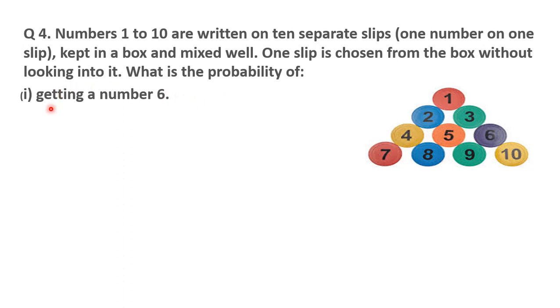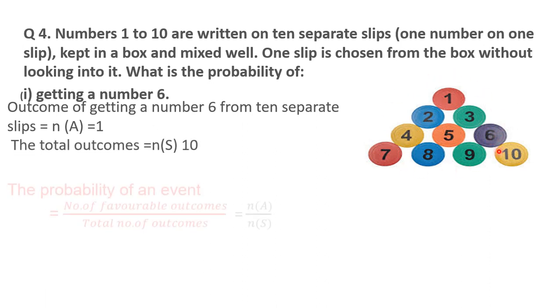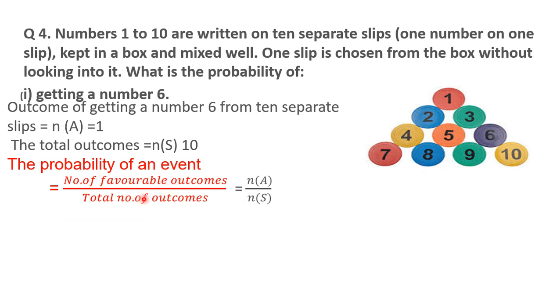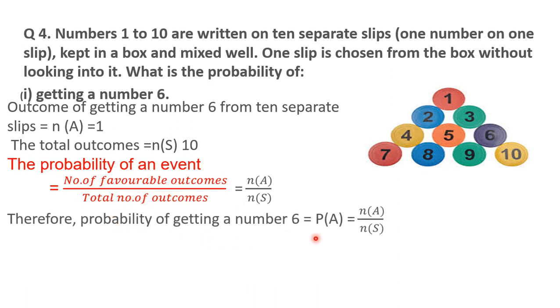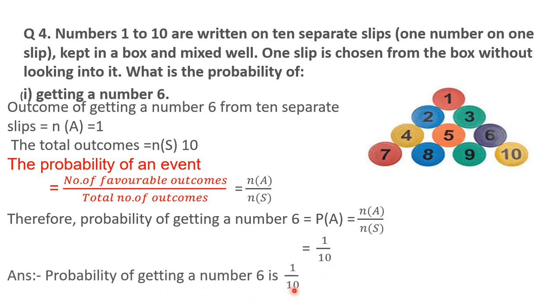We have to find the probability of getting a number 6. In this figure, as we observe, there is only one 6. So we can say the favorable outcomes for getting a number 6 is 1 and the total outcomes are 10. So the probability of an event, that is the probability of getting a number 6, is P of A, which is equal to n of A upon n of S, and it is equal to 1 upon 10. So we can write the probability of getting a number 6 is 1 upon 10.